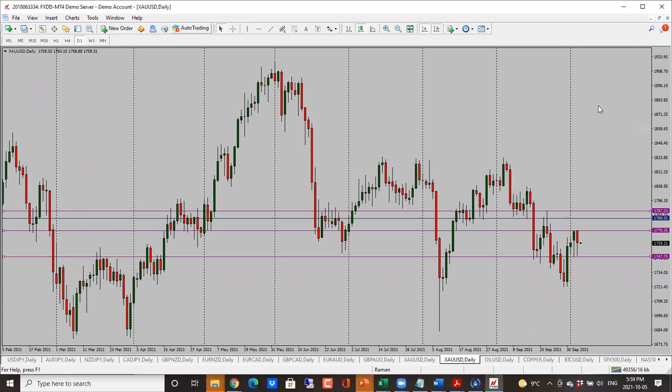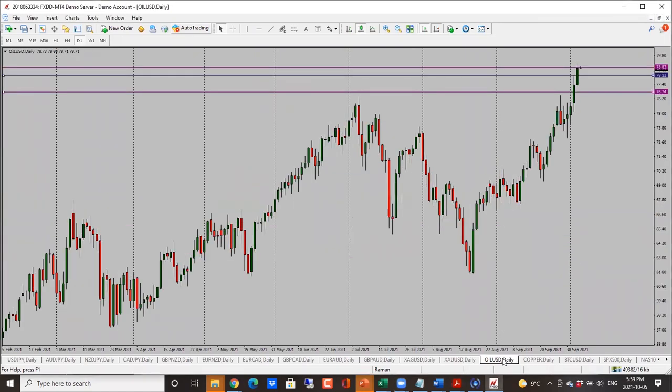Gold here, gold bounced off of the resistance, but then it bounced off of the support as well. So very similar to silver here. This is also looking neutral. We're basically looking for a move in both directions here and looking for it to stay between 1747 and 1770. So bias here is neutral for gold as well.